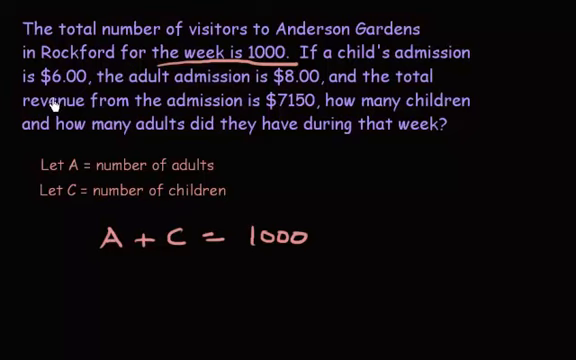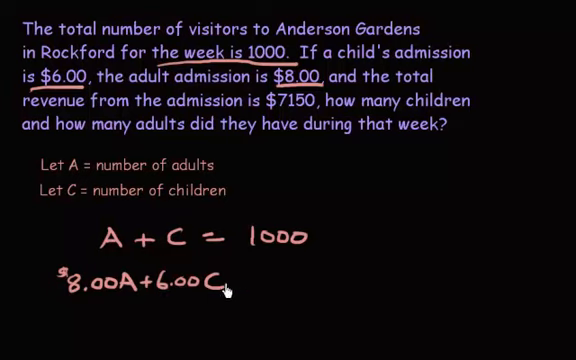So we know that a child's admission is $6 and an adult admission is $8. So what would 8A represent? Well, here, let me write it like this actually. It would be 8.00A. What this represents is it's $8 per adult. A represents the number of adults, so this would represent the amount of money coming in from selling tickets to adults. And then we'd have plus, all right, and it's going to be $6 for a child, so it'd be 6C. Again, $6 per child.